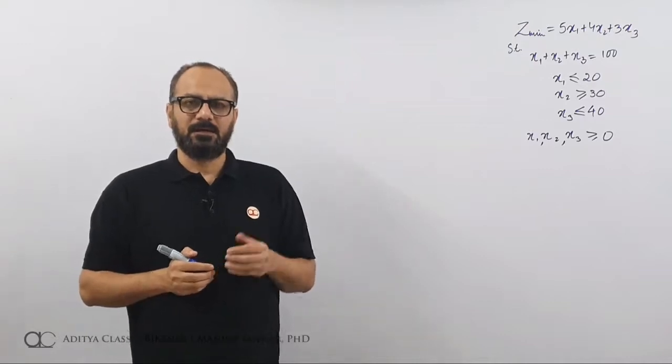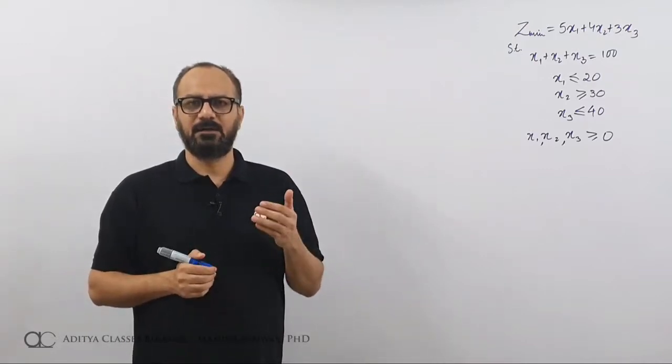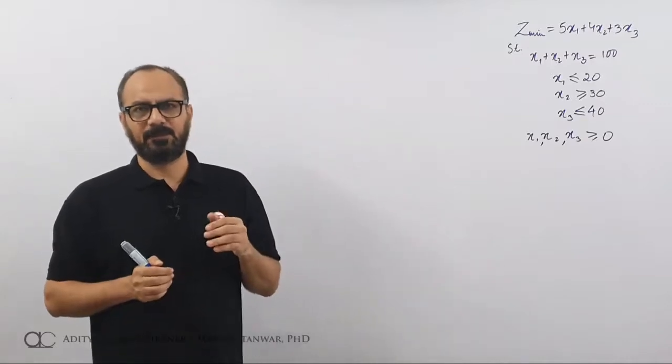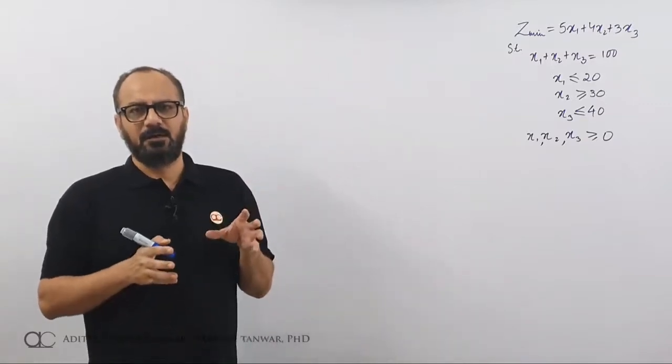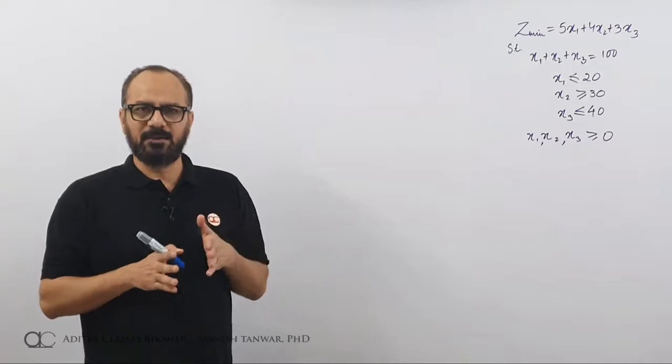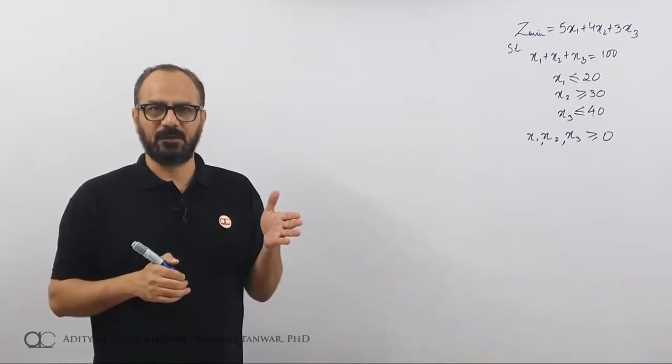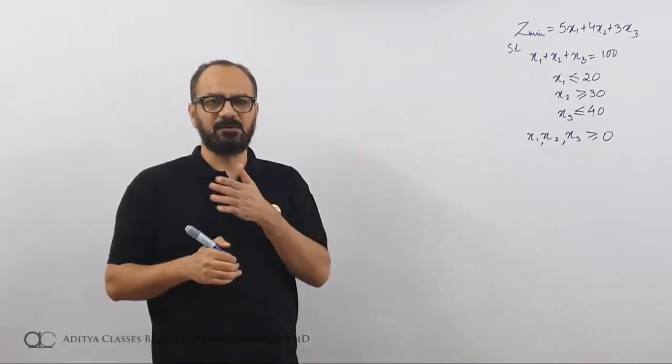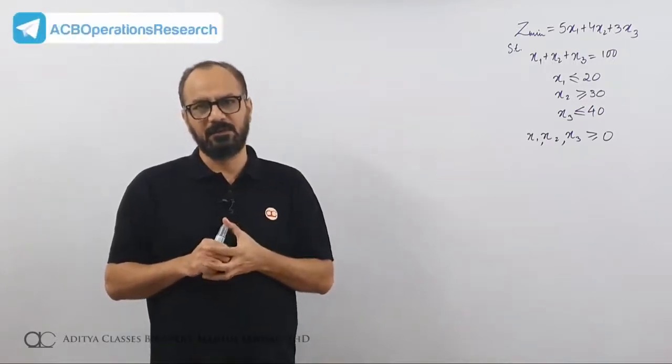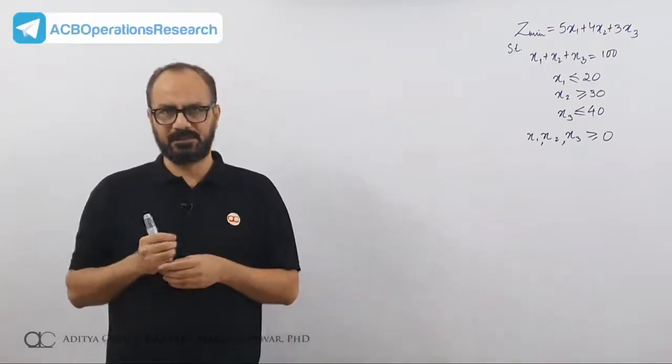Now, in linear programming, we learned how to formulate a linear problem. Then we learned how to solve a linear problem having only two variables using the graphical method. Whenever you have more than two variables, you cannot solve that problem using the graphical method. So we moved on to the Simplex method.